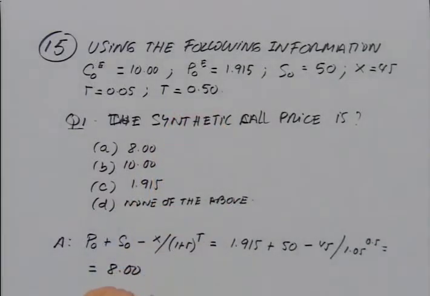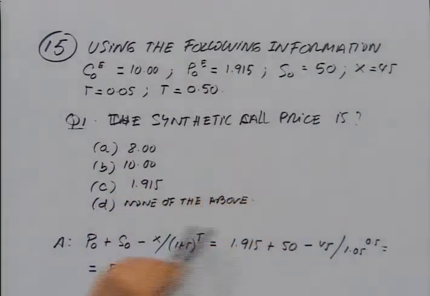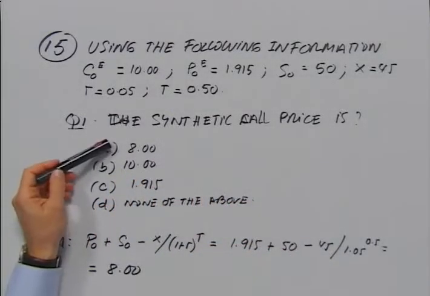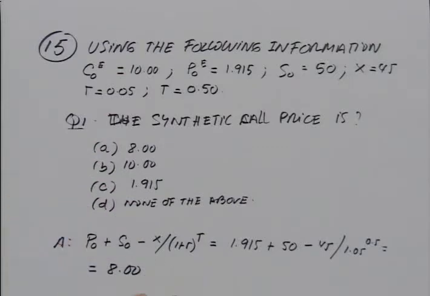Now let's ask the following question. What is the synthetic call price? Is it $8, $10, $1.915, or none of the above? Since I'm asking you for the synthetic call, what you need to know is put-call parity. Put-call parity basically says that the price of the call equals the synthetic call, which is equal to the price of the put, plus the price of the stock, minus the present value of the exercise price.